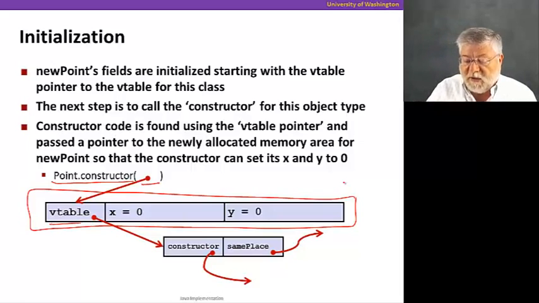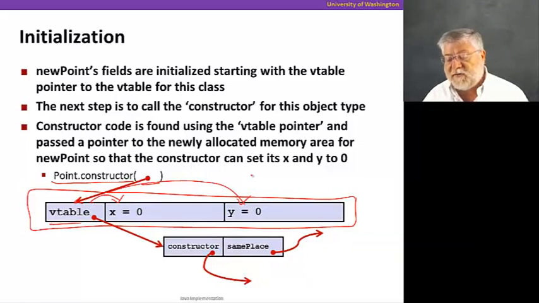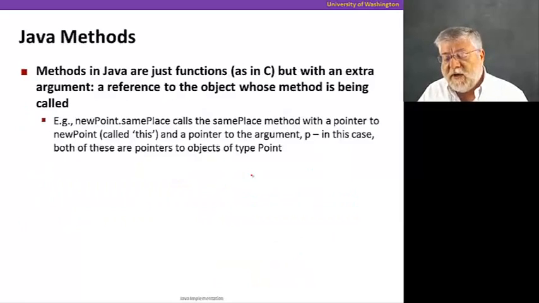The constructor code is going to run with a pointer to this location, so it will know that x is the very next element and that y is the one after that. And the compiler will set things up so that those offsets are appropriately calculated and we can put the 0 values in those two locations. Now, where does the code for the other methods go? How do we find that?